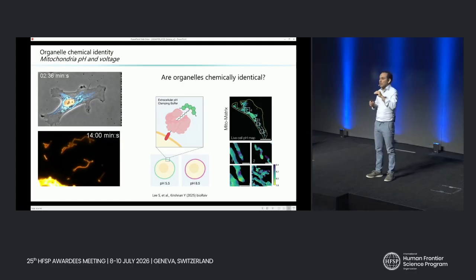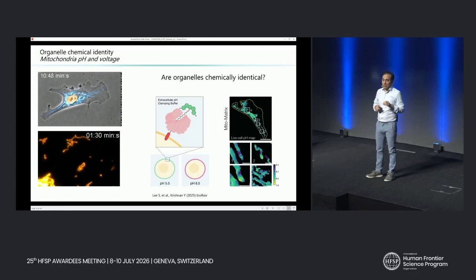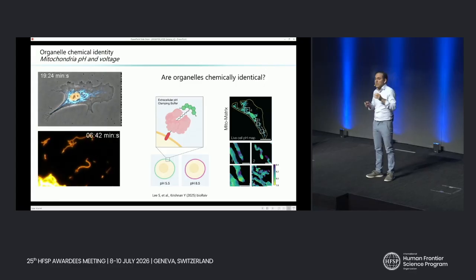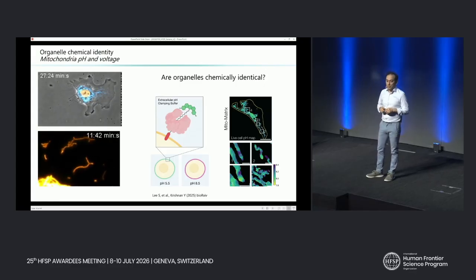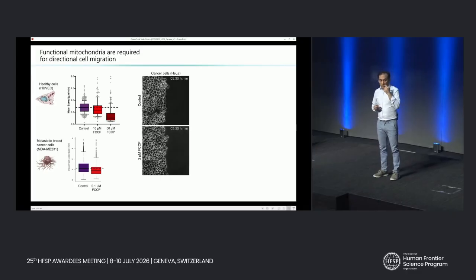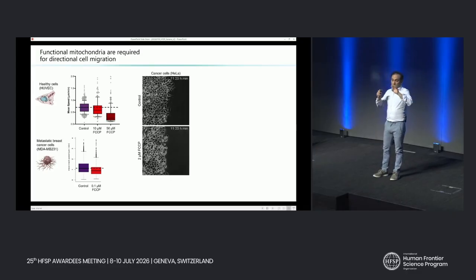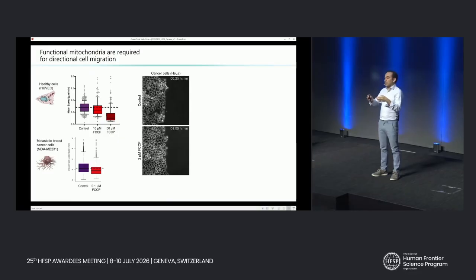And actually, there are intra-organelle gradients. So within an organelle, within a mitochondria, the pH is also different depending on the domain. So with this, I'm about to finish. So then we distort mitochondrial function, and we saw that actually the cells need it.